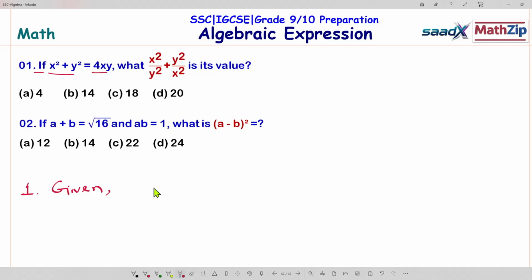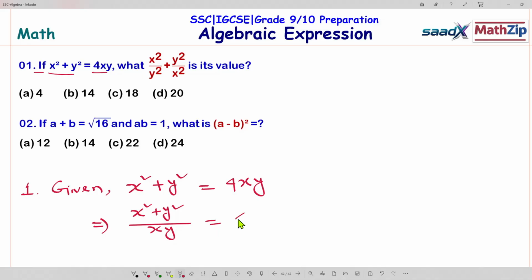So question 1, we can start from here. Given x square plus y square equals 4xy, right? Now we can divide both sides by xy. It means x square plus y square divided by xy equals 4.